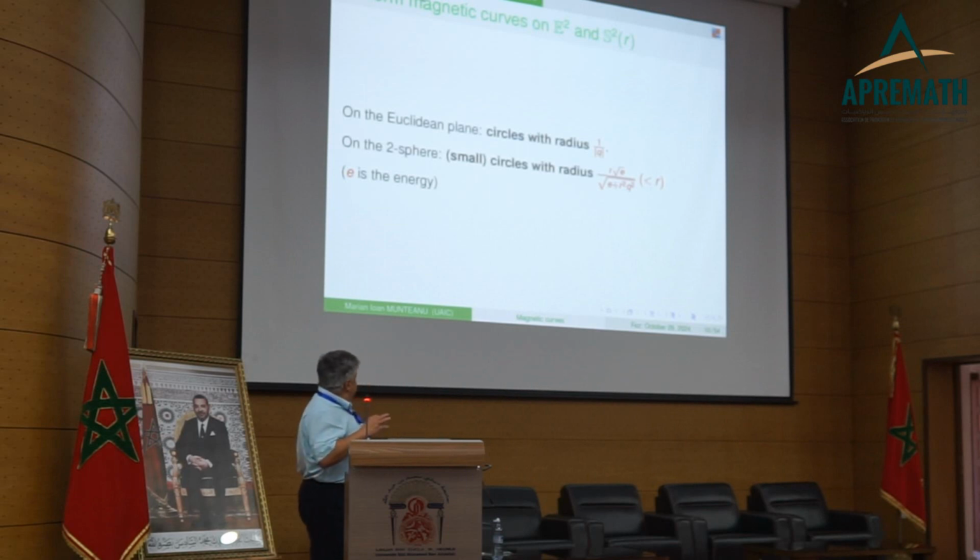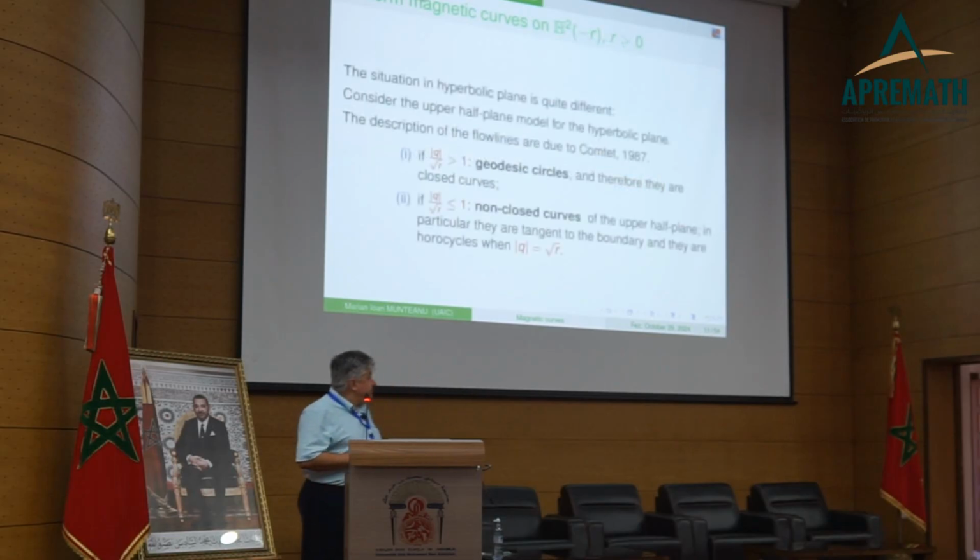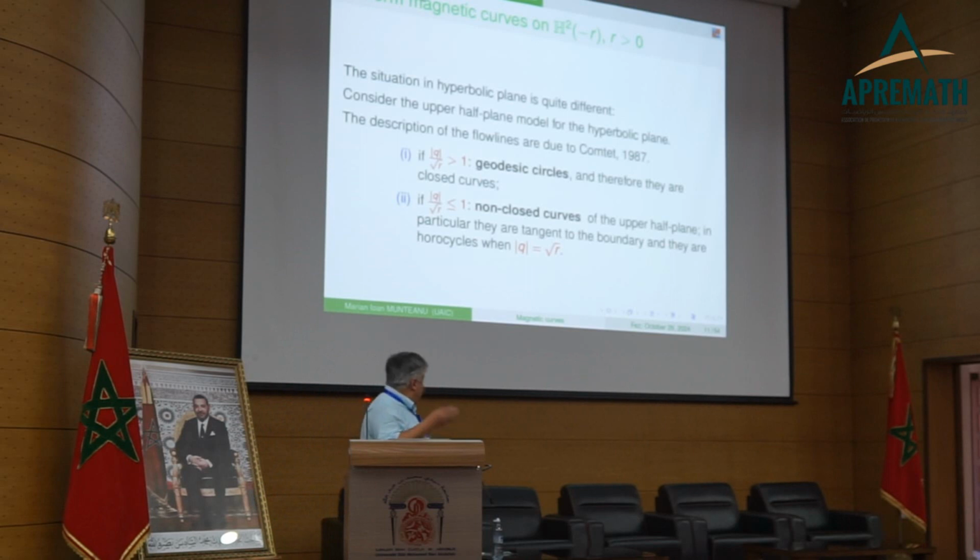Okay, so what happens in some examples in the Euclidean plane? We have circles, so magnetic curves that are not geodesics. Circles with some radius, 1 over strength, the small circles. But in the hyperbolic plane we have either closed curves that are circles, but also non-closed curves.